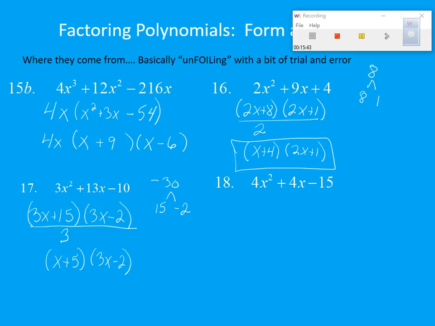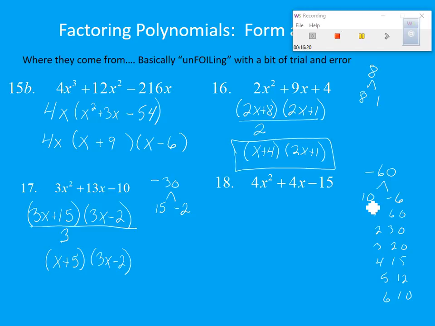Now number 18's got a little twist to it. So I'm going to go 4 times negative 15 is negative 60. We need to find two numbers that multiply to be negative 60 that we can make add up to be 4. Well, those numbers are going to be 10 and negative 6. Guys, if you don't see them right fast, that's okay. Go ahead and say 1 and 60, 2 times 30, 3 times 20, 4 times 15, 5 times 12, 6 times 10, and then look at them.